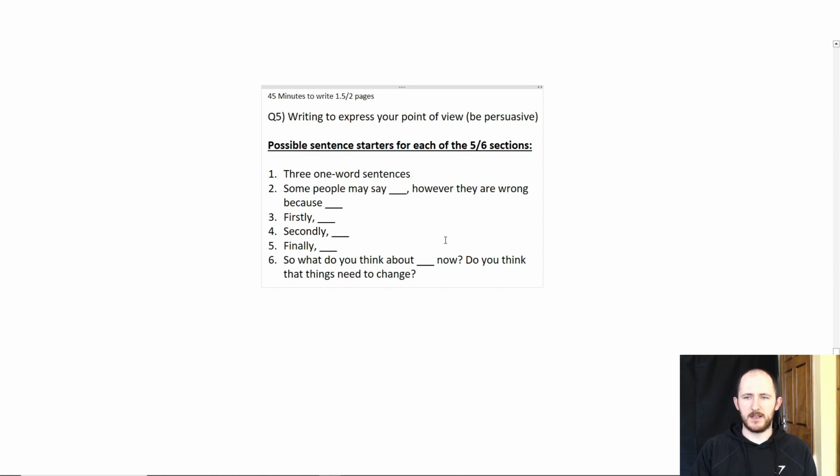So for the first section, you could say 3 one-word sentences. So nice short sentences, that could work. Then for part 2, where you're kind of mentioning the other person's point of view, the other side: some people may say blank, however they are wrong because. Firstly, secondly, finally, or thirdly. So what do you think about blank now? Do you think things need to change? Something like that, okay?